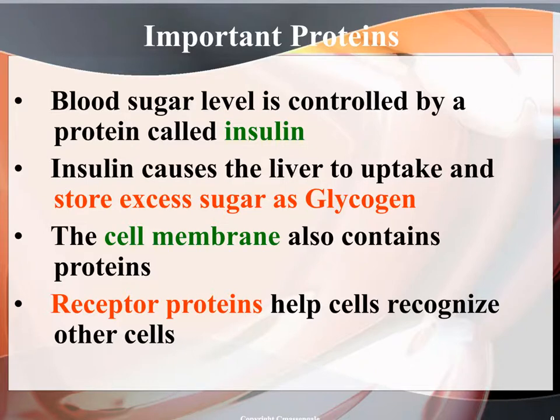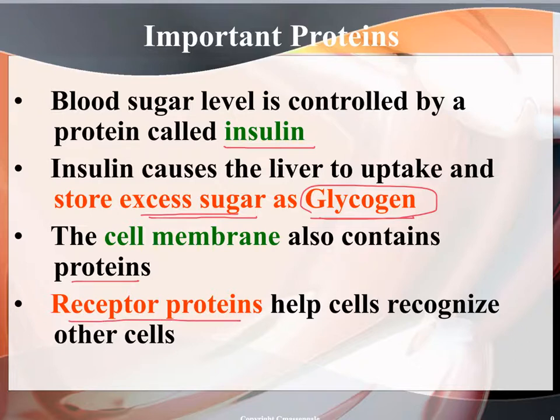Some key proteins. Insulin is a protein that you may have heard of. It causes the liver to take up excess sugar that's found in the bloodstream and put it into that polysaccharide glycogen, the animal form of storage for carbohydrates. Cell membranes also contain many different types of proteins, and one important role they play is as receptor proteins, which help cells communicate and recognize each other. Your cells are actually talking to each other in your body.